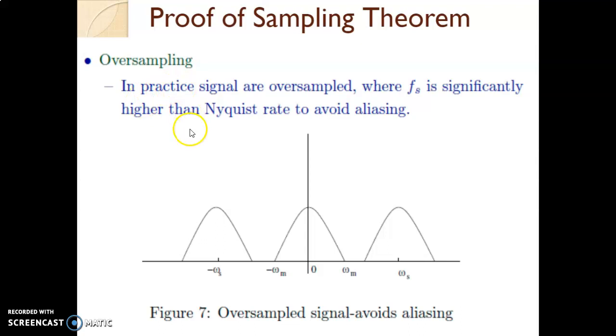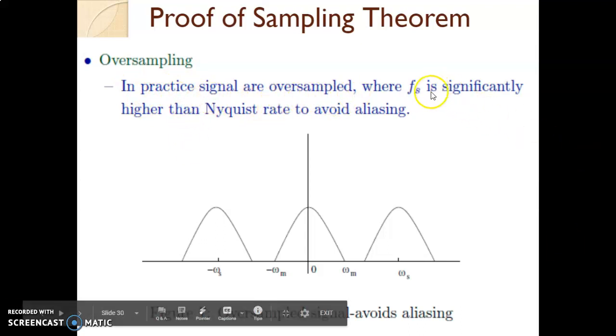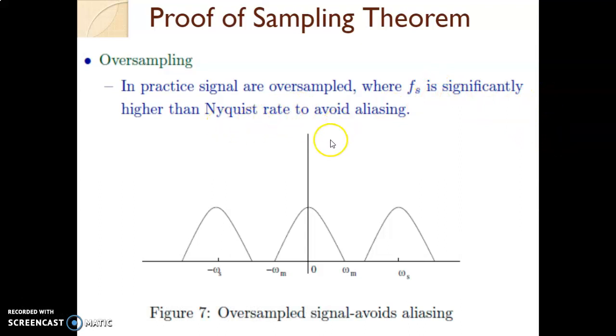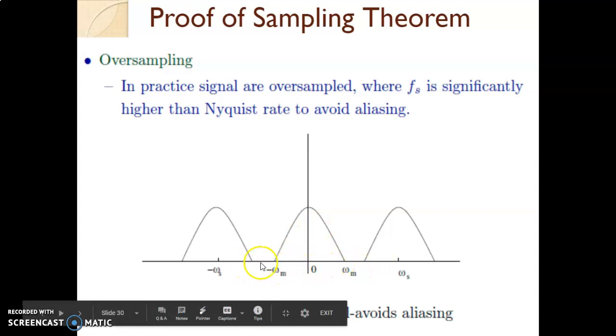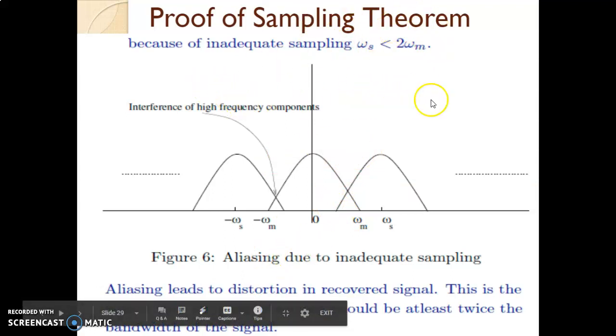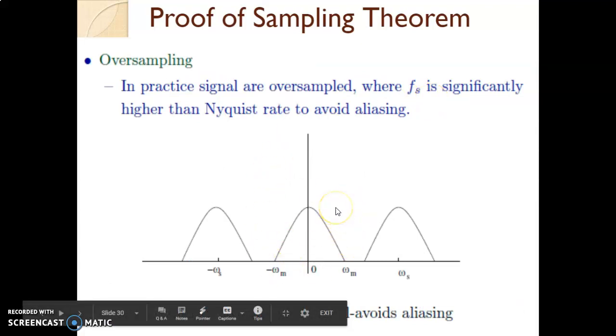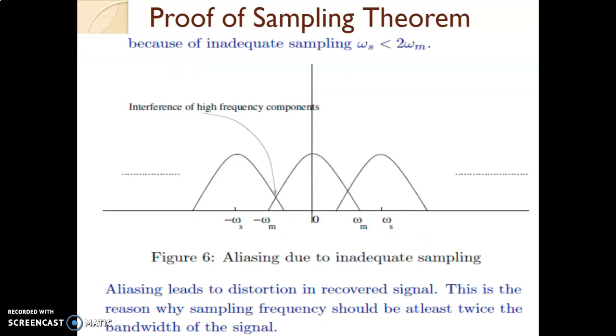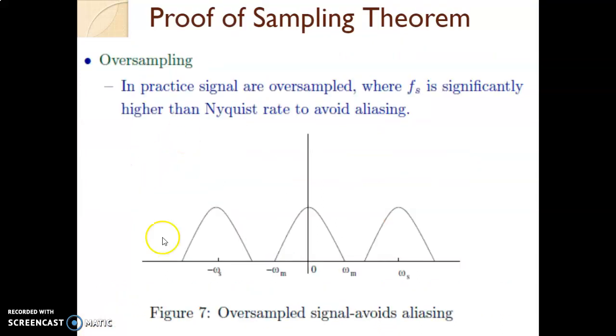If oversampling is done, meaning in practice the signals are oversampled where fs is significantly higher than the Nyquist rate, then this is going to avoid the aliasing effect. You see clearly, if your sampling frequency is very high compared to the Nyquist rate, then the aliasing effect is avoided. The samples are equally spaced, whereas in the previous case you can see there is overlapping here, and this is called the aliasing effect when the sampling theorem is not followed. So this is called undersampling, this is called oversampling, and when you do sampling exactly equal to the Nyquist rate, you will get samples which are exactly touching each other. That is, your omega s is equal to twice omega m. If omega s is less than twice omega m, then there is the aliasing effect, and if omega s is much greater than omega m, then you will get an oversampled signal.